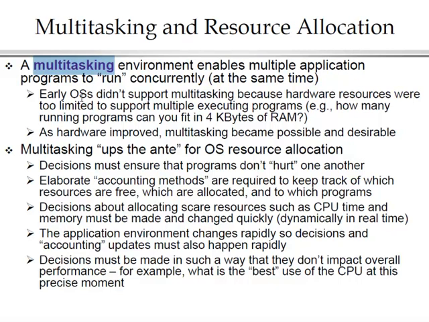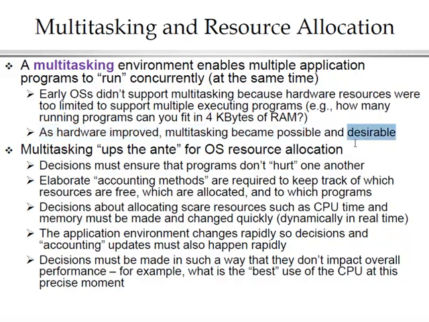So early operating systems didn't do multitasking. Why? Because they couldn't. The hardware resources were simply too limited to support multiple application programs. How many programs can you fit into 4 kilobytes of RAM? Not a whole lot. You talk about 4 gigabytes of RAM, now you can fit a whole bunch of programs in it.